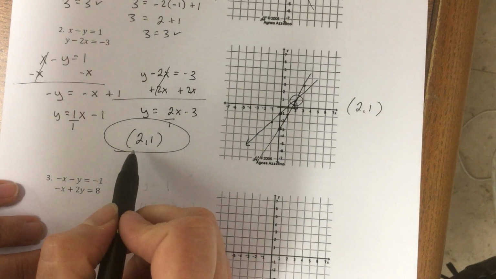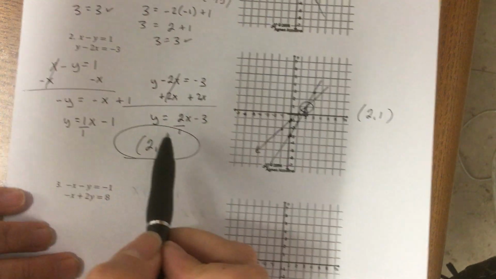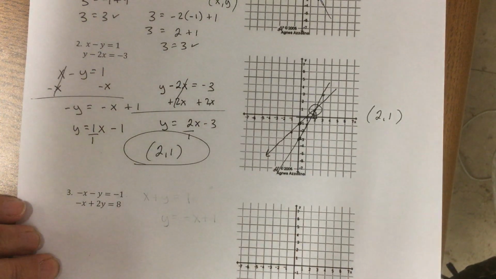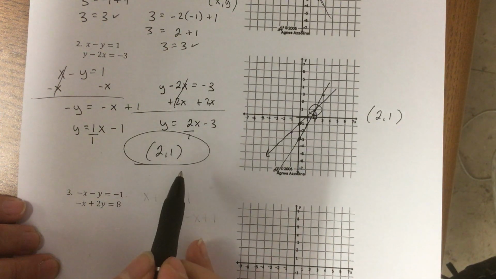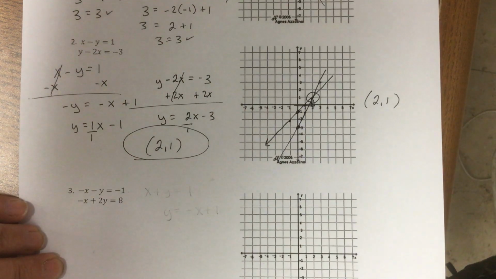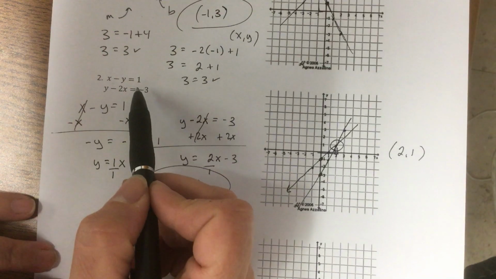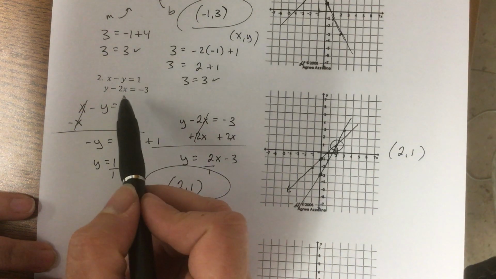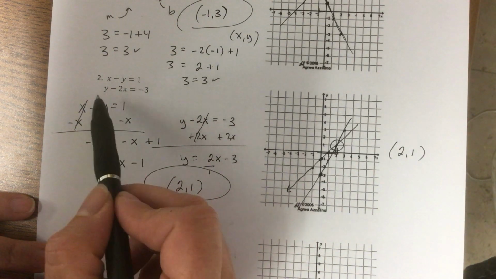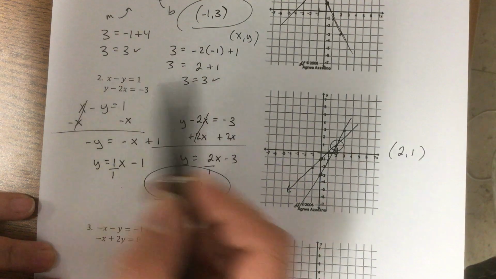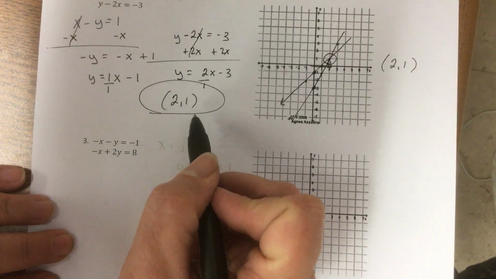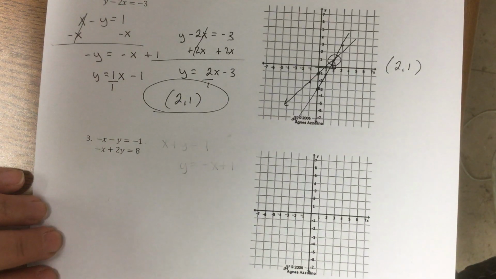And if you plugged in 2 and 1 to these equations, they would both work. Remember, that's what you're trying to do. You're trying to find the x and the y that work in both equations. There's lots of points that work that gives you x minus y equals 1. And there's lots of points that give you negative 3 if you do y minus 2x. But there's only one pair of numbers that works in both equations at the same time, and that's what you're trying to find.